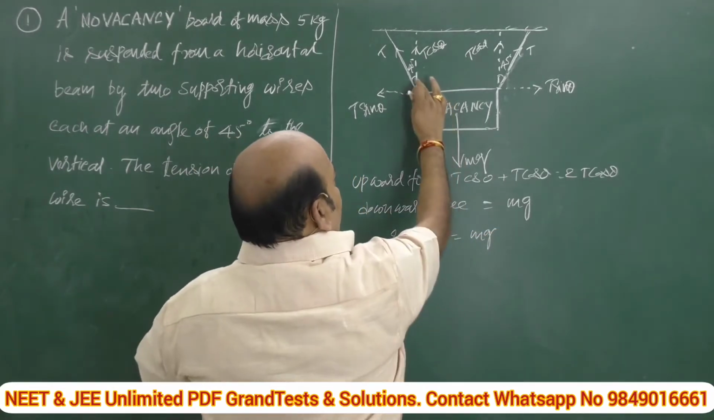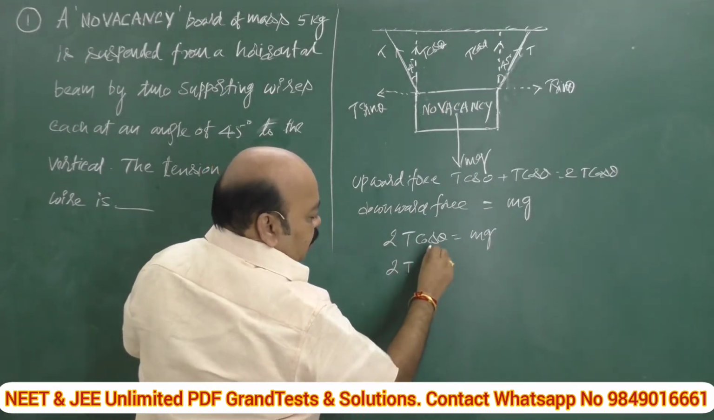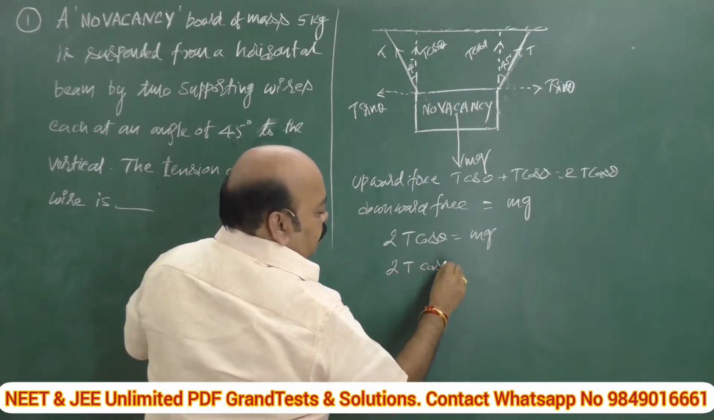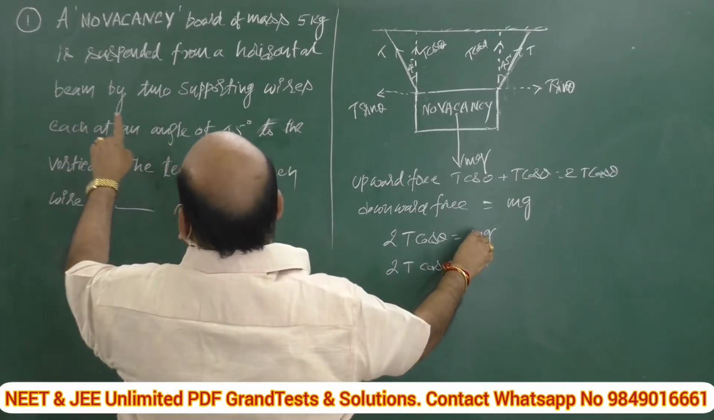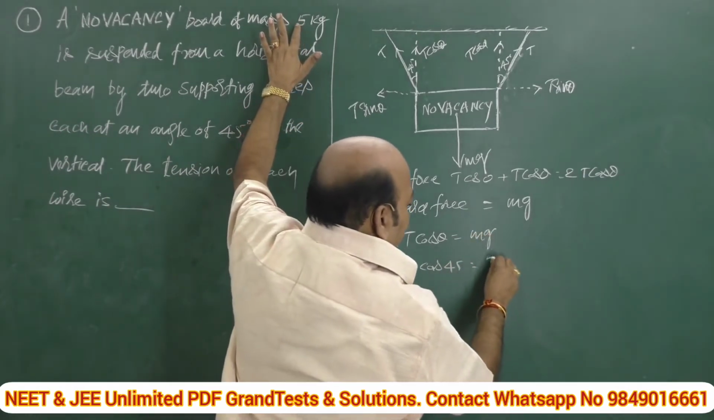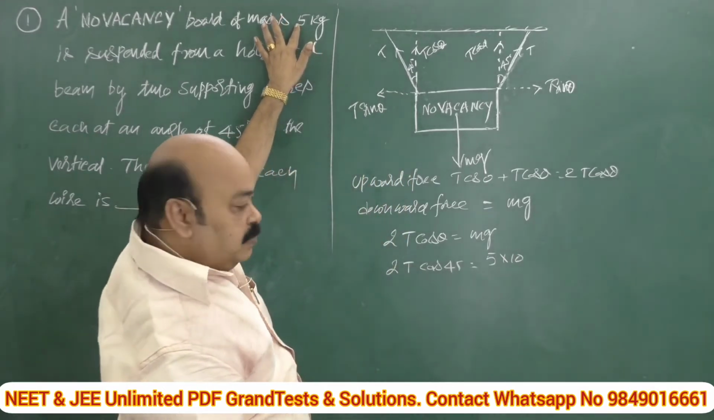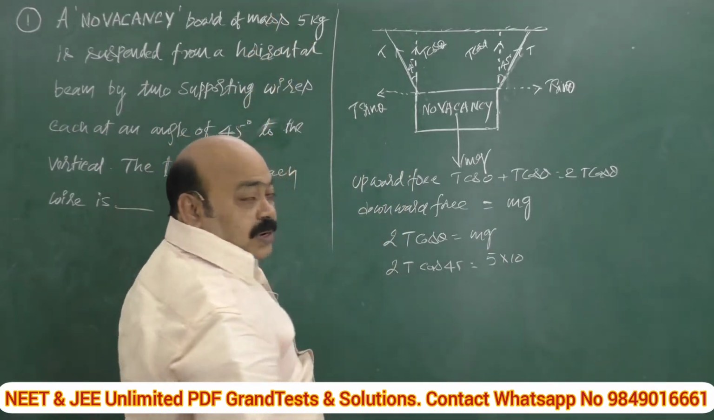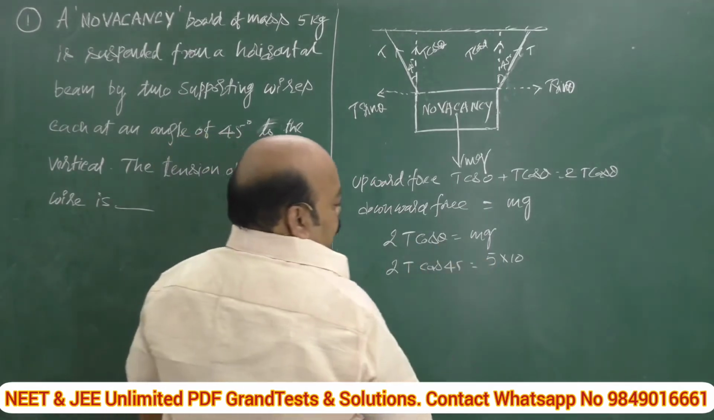Now let us go for this theta. What is the value of theta? This is given as 45. 2T cos 45 is equal to, what is the mass? Mass of the board is given as 5 kg. This is 5 into g. Let us take it as 10. Actually 9.8 for calculation purpose. It is better to choose this one, and while going to the answer you have to select the nearest value.